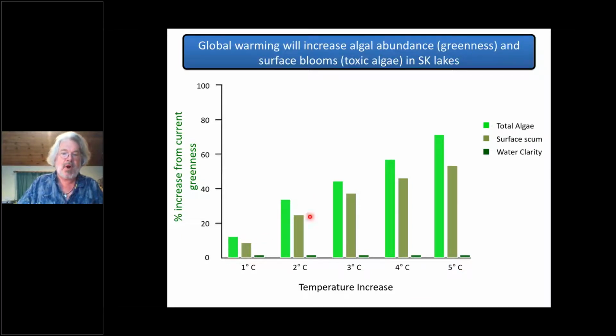And there's 3 bars. There's a bright green bar for total algae. There's a sort of a gray-green for scum. And then there's a small bar of dark green, which is for water clarity.